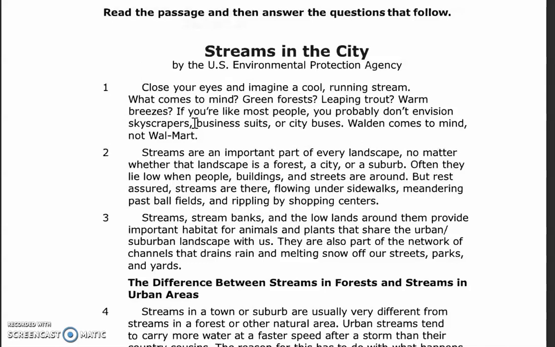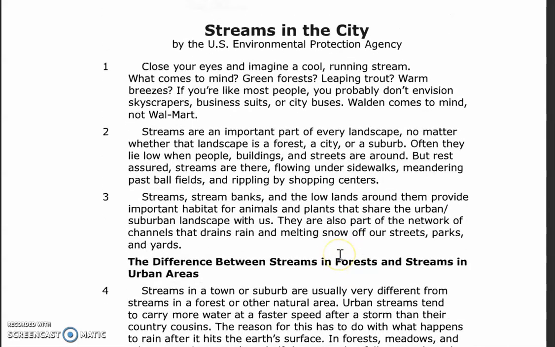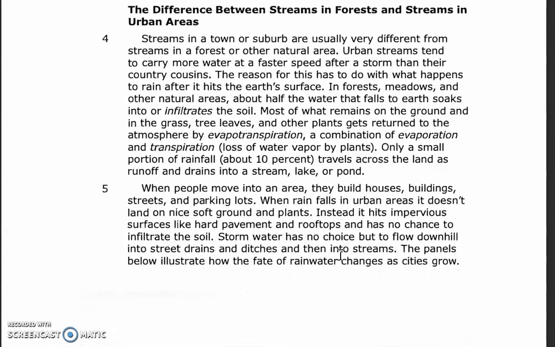Streams are an important part of every landscape, no matter whether that landscape is a forest, a city, or a suburb. Often they lie low when people, buildings, and streets are around. But rest assured, streams are there, flowing under sidewalks, meandering past ball fields, and rippling by shopping centers. Streams, stream banks, and the lowlands around them provide important habitat for animals and plants that share the urban/suburban landscape with us. They are also part of the network of channels that drains rain and melting snow off our streets, parks, and yards.